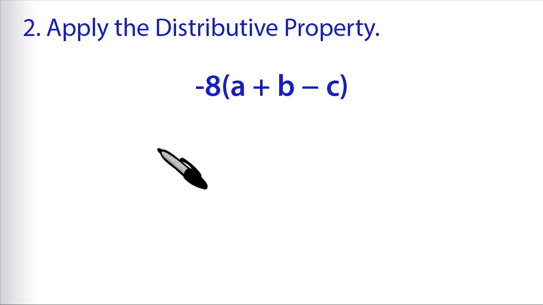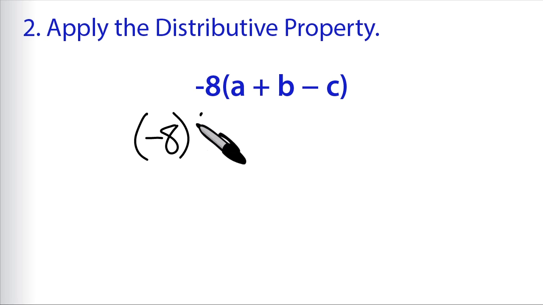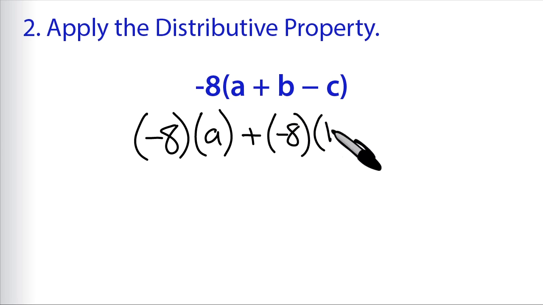So negative 8 times a will show as negative 8. And I'll put this in parentheses just so it's easier to keep track of. So negative 8, and then in parentheses right next to it, the a. Then we add negative 8 times b. So we have negative 8 times b.